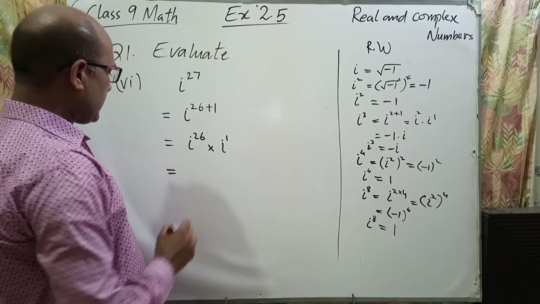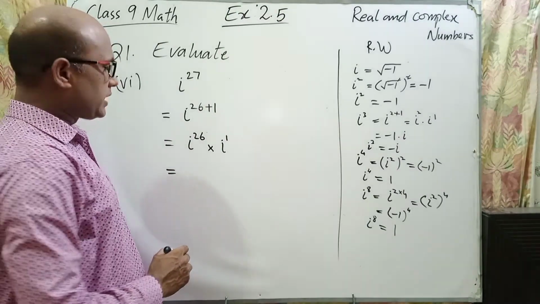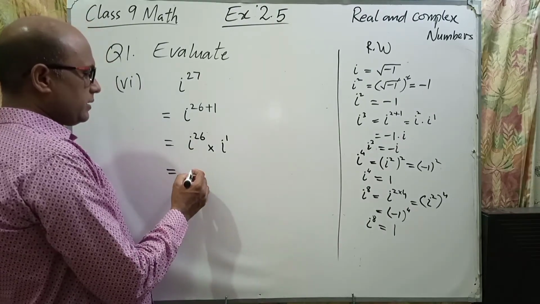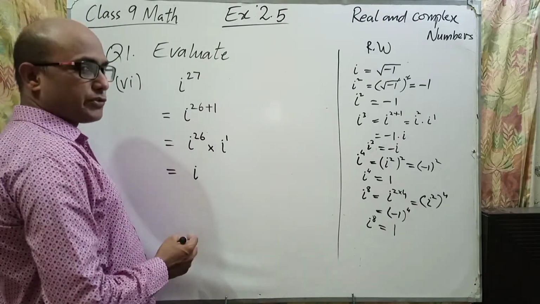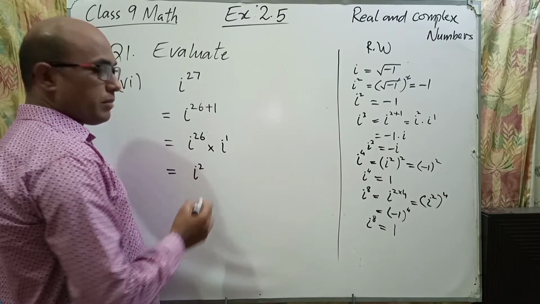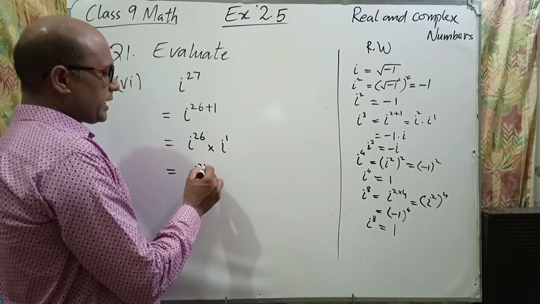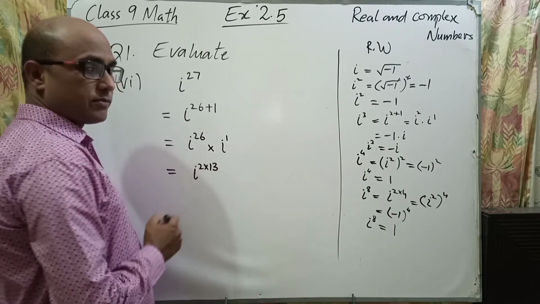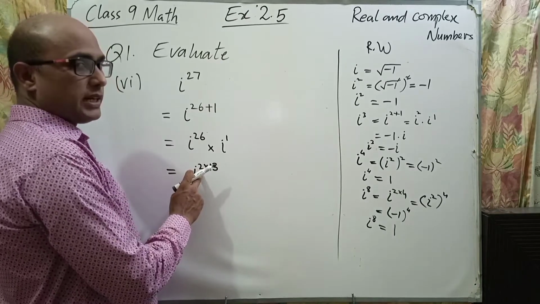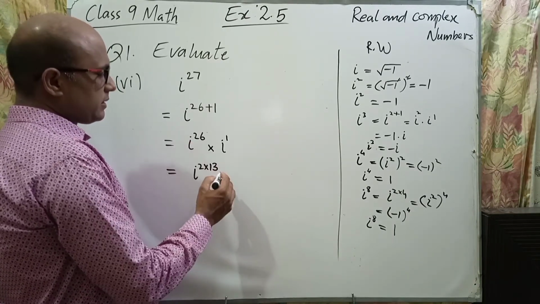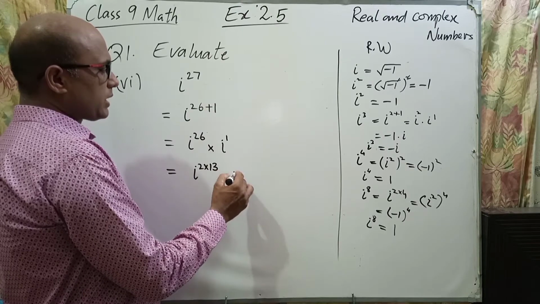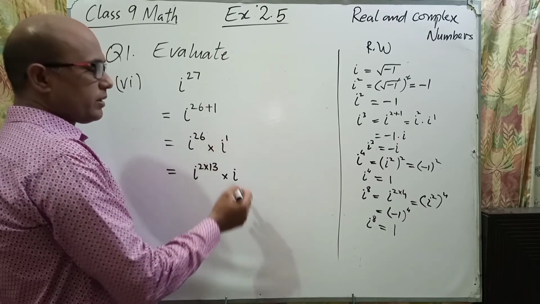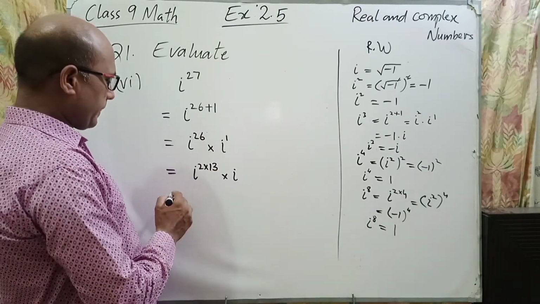Now it is easy to solve this question. Here we can make factors of 26. 2 is a must factor. 2 multiplied by 13, 13 2s are 26. Multiplied by iota power 1 will be iota.